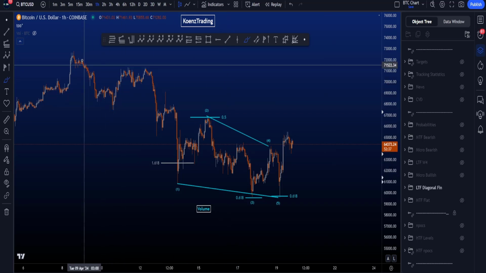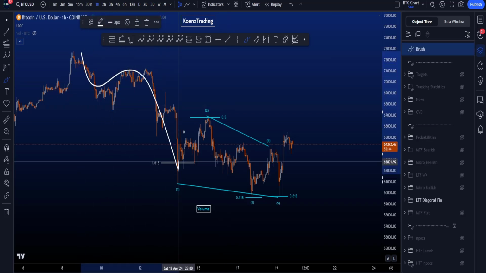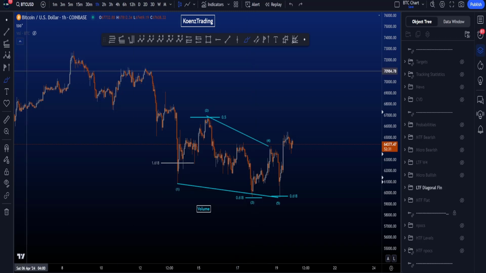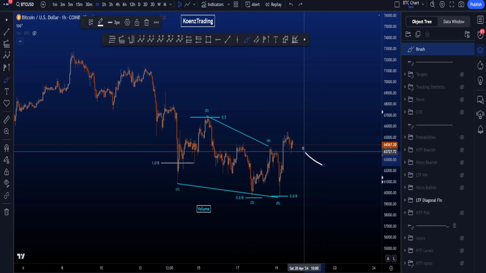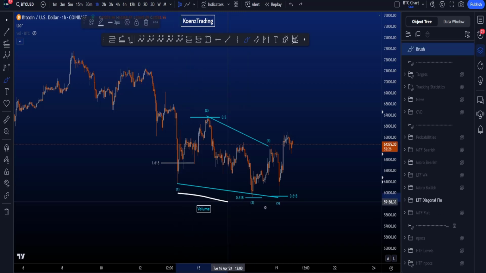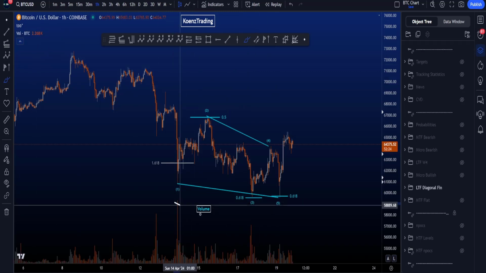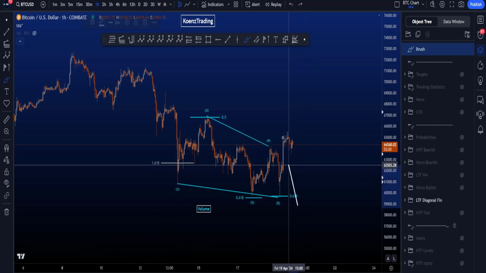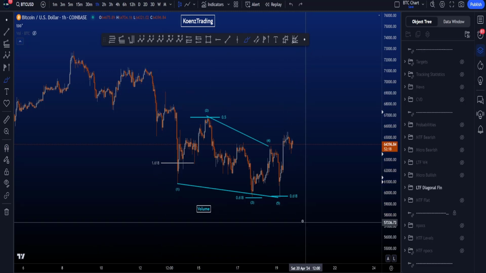In this ending diagonal for wave C, we are looking at all the waves to be 3-wave structures, either in a simple, double, or potentially even a triple zigzag. In this scenario, price moved towards the downside and volume was declining nicely, which is something that you do want to see in an ending contracting diagonal.